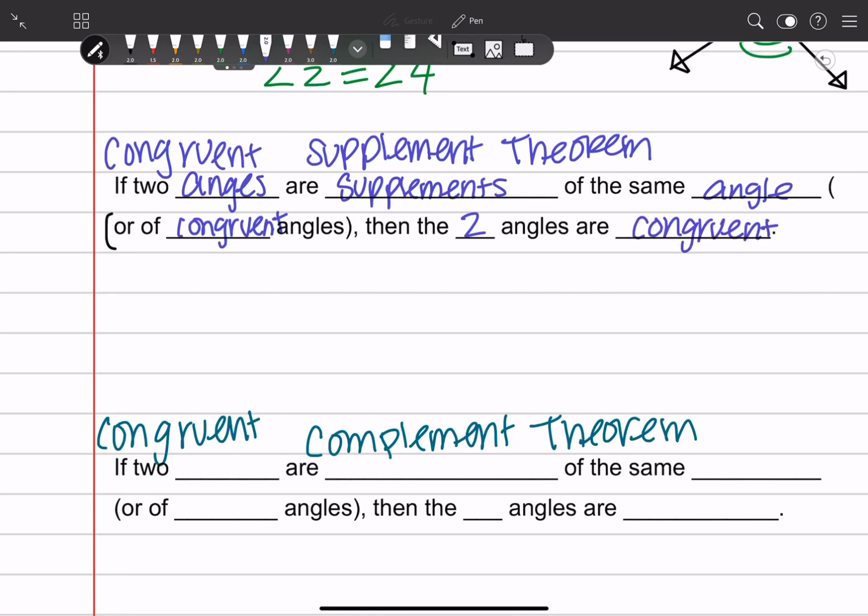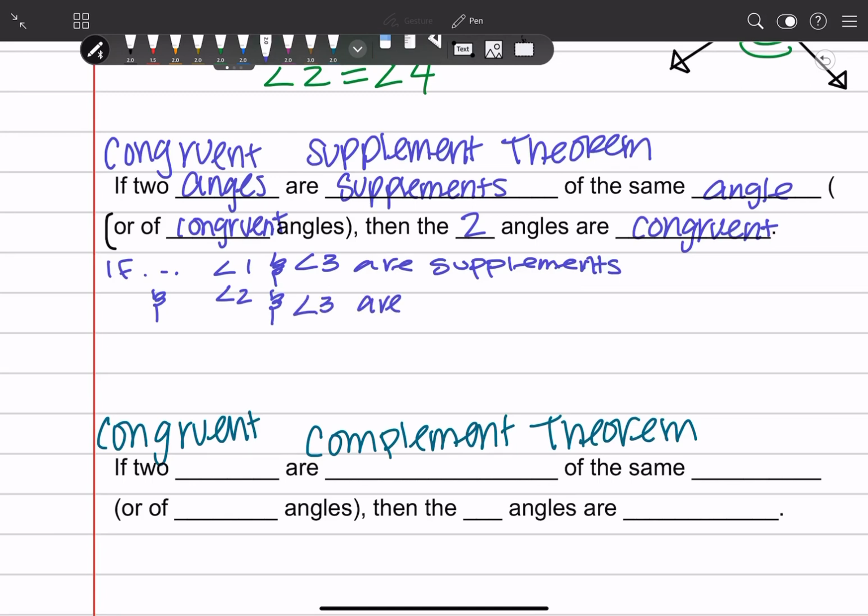So pretty much what that means, say if angle 1 and angle 3 are supplements, and angle 2 and angle 3 are supplements.